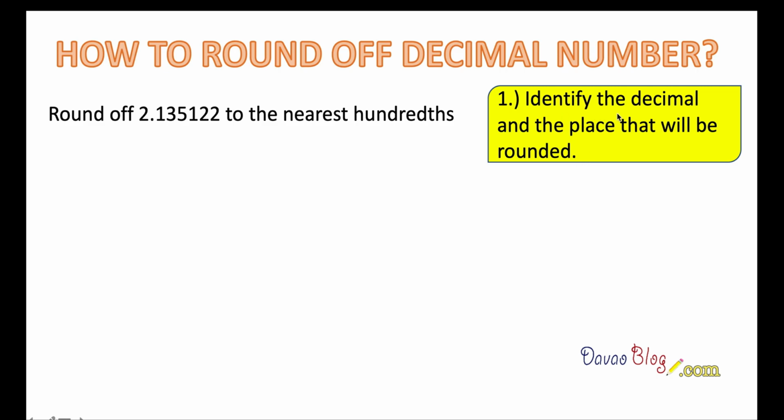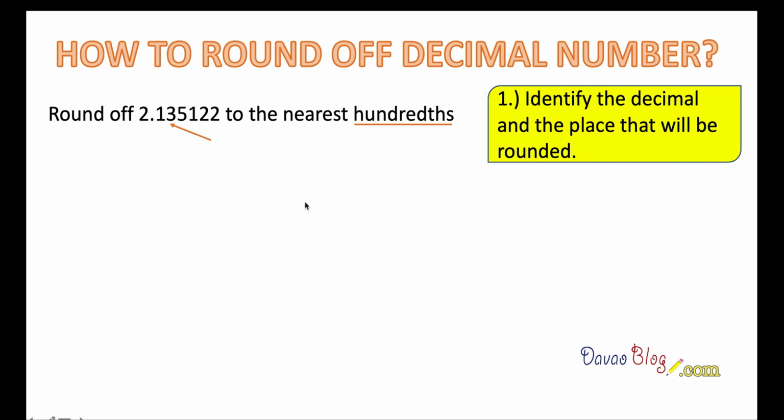First is you identify the decimal and the place that will be rounded off. So, where is the decimal point? Here. So, what is the place that needs to be rounded off? Hundredths. So, where is hundredths in our given? We have tenths, hundredths. So, the hundredths is 3.